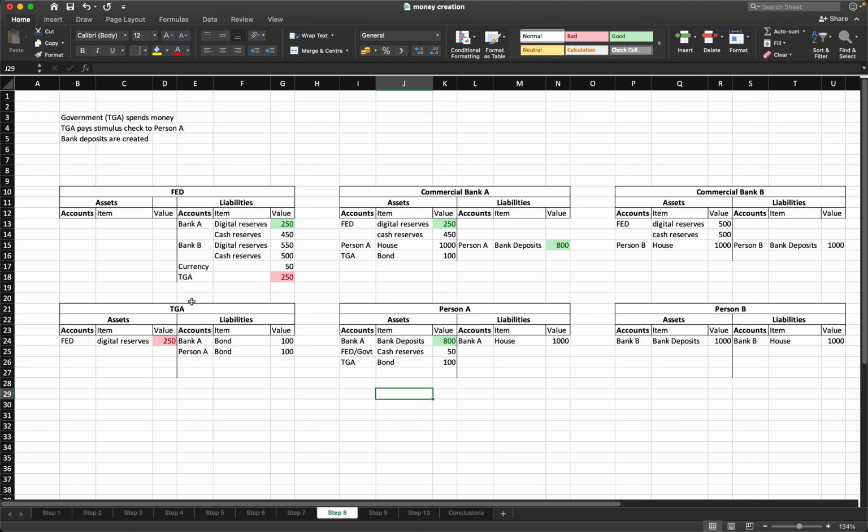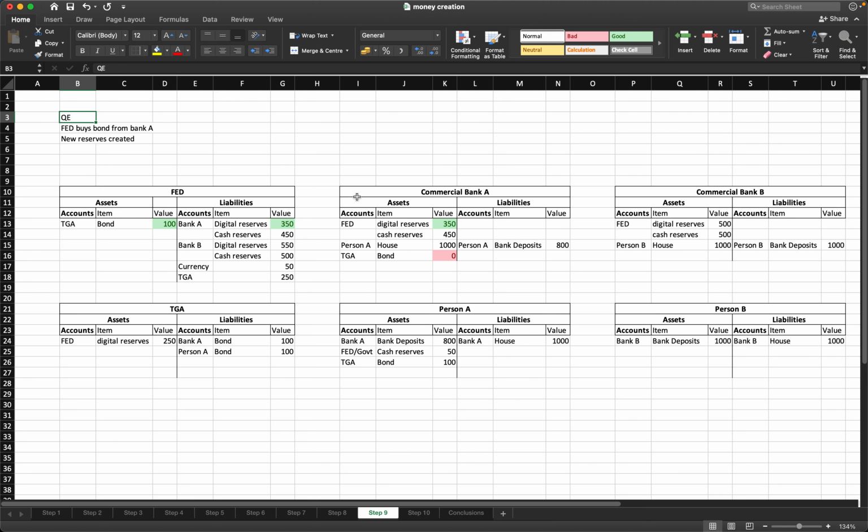In step 8, the government spends money. They pay a stimulus check to person A, and we can see that bank deposits are created. Of the 300 reserves they had in the previous step, they now spend 50 to pay commercial bank A, which now has 50 bank reserves more, and they also credit 50 bank deposits to person A. So by spending the reserves that it got by selling bonds, the government now created bank deposits in the system, which is inflationary.